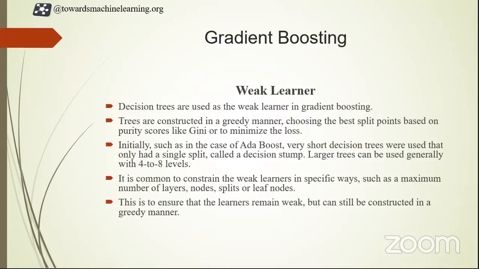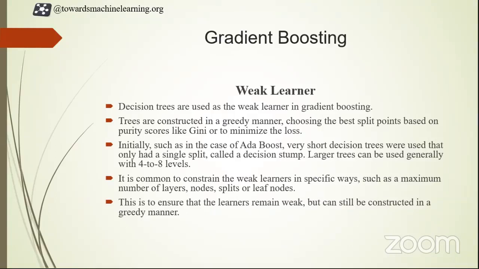Now the weak learners. The decision trees are normally used as the weak learners. As you have seen in AdaBoost, we made a stump, just with one node and two leaves. That is the weak learner for AdaBoost. In gradient boost, you can build larger trees, generally with 4 to 8 levels. You don't have to make a decision stump, you have to make a whole tree.